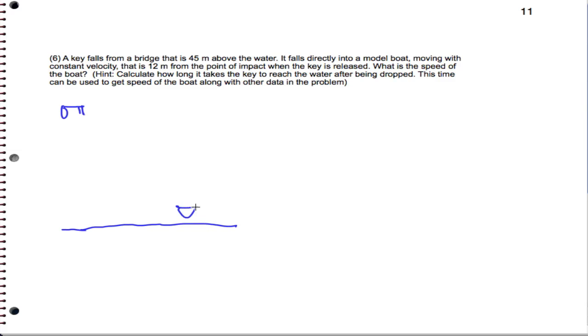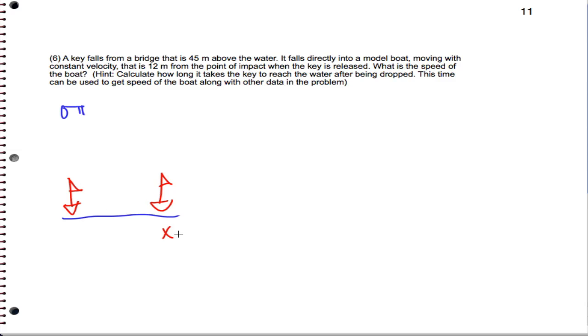Basically, what happens is we have this model boat that travels, and the key lands and hits it. So we want to know the speed of the boat in order for the key to hit it. Let's label a few letters. First, let me change a couple of things here. I'll make the water blue, but I'm going to make the boat red so I can distinguish letter colors when I'm doing this problem.